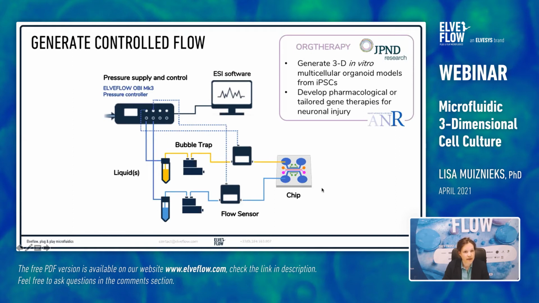And indeed, Elveflow is a partner in the project Organoids, funded in France through the ANR under the support of the EU Joint Programme for Neurodegenerative Research, JPND, to study therapies for neuronal injury using a 3D multicellular organoid model. Elveflow is adding precise microfluidic flow control to enable dynamic perfusion of the neuronal model with drugs.